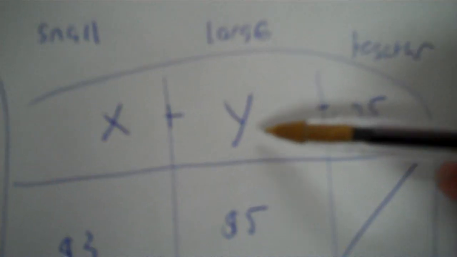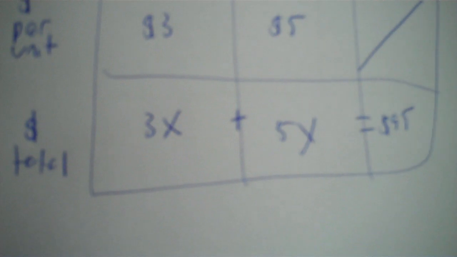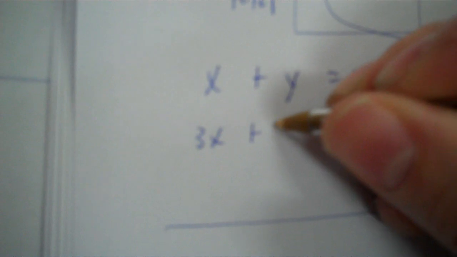So to get down here to your total, you get the total by buying x units of small cards times $3, which is 3x. We don't know how many large, y, and we multiply that by 5y. So we have the two equations. Stack them. So x plus y equals 25, and 3x plus 5y equals 95.